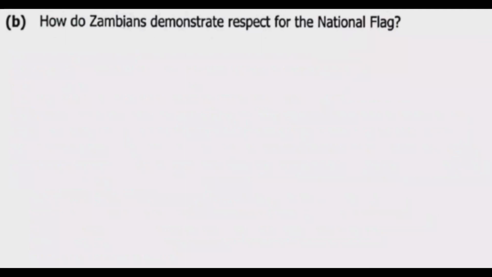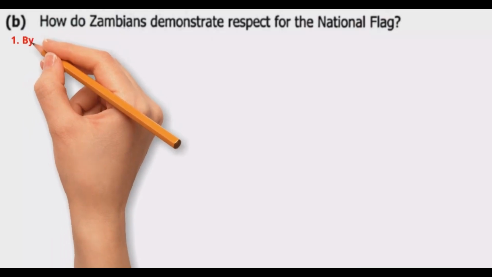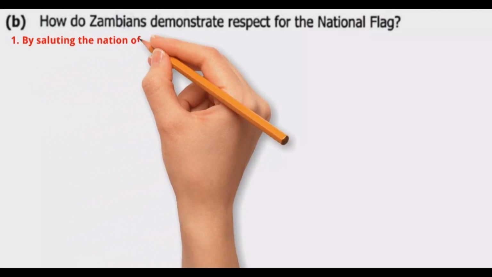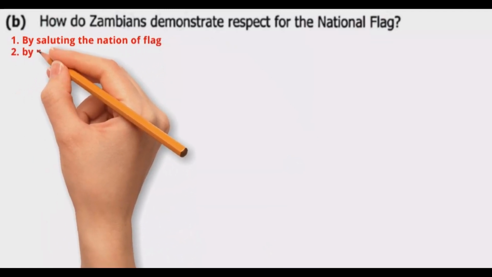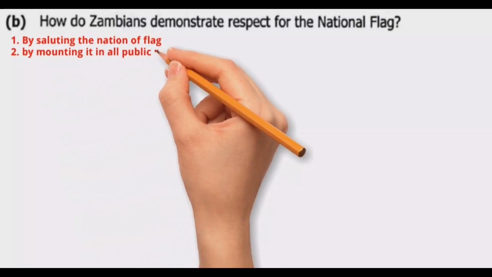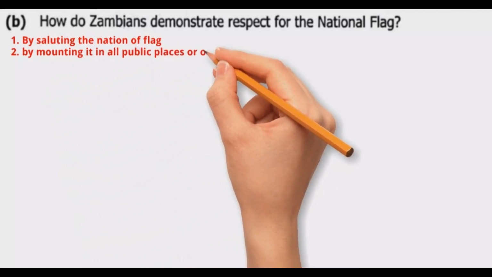The question is, how do Zambians demonstrate respect for the national flag? Before we write a short essay on this one, we are going to come up with points as usual. The first point is by saluting the national flag. That is point number 1. The other way they show respect to the flag is by mounting it in all public places or offices.